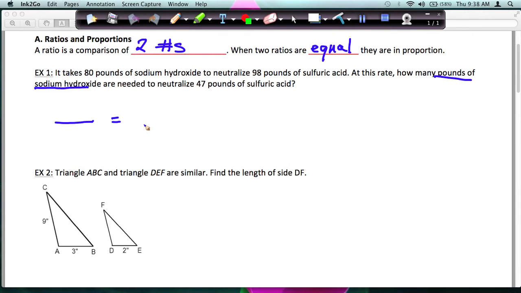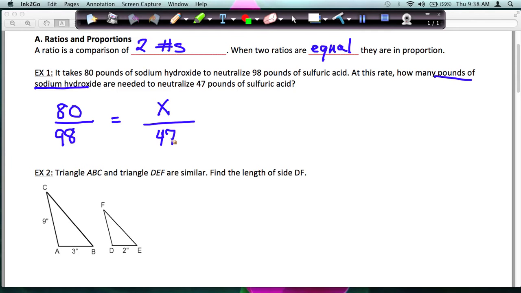So I'm going to set up my proportion, and I'm going to start with the sodium hydroxide. The 80 goes here. Then over here, I want to put the sodium hydroxide in the same place, so in the numerator. Looking over here, the sodium hydroxide is what I don't know. That's what I underlined, so that's my variable. Then down below, the 80 goes with 98, so I'm going to put the 98 pounds of sulfuric acid down here, and over here the other amount of sulfuric acid, which is 47.